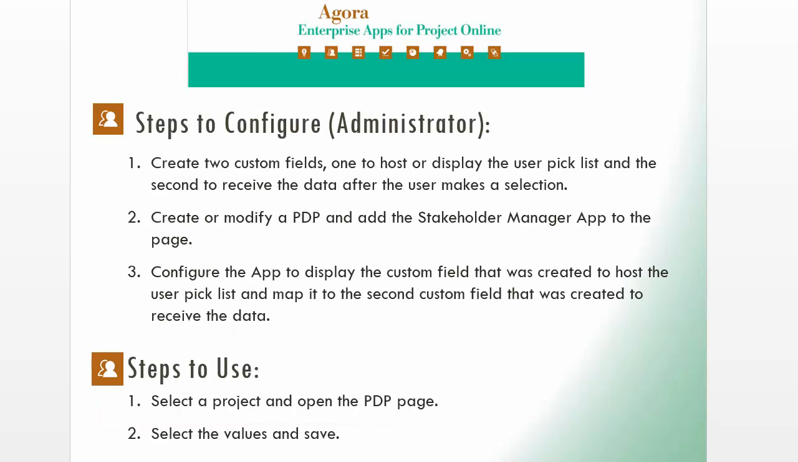Before we take a look at the app, I'd like to highlight that most of this demo will be related to the one-time configuration that an administrator would do to set up the app. Using the Stakeholder Manager from an end-user perspective is just a matter of selecting from a user pick list similar to any other custom field associated with a lookup table. An administrator will need to set up custom fields for the pick list, add the Stakeholder Manager app to a PDP page, and then configure the app so that it's mapped to the custom field. Let's begin the demo to see how this is done.